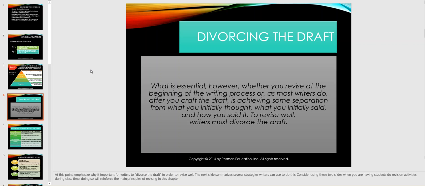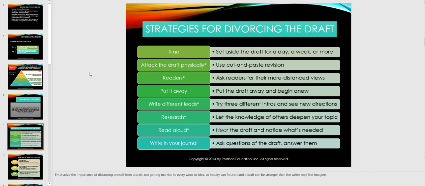Whether you revise at the beginning of the process, as most writers do, after you craft the draft, it's achieving some separation from what you initially thought, what you initially said, and how you said it. To revise well, writers must divorce the draft, and that's that time factor. Often in our crazy schedules and lives, we have a tendency to procrastinate. Pulling together an essay or any piece of writing at the last minute is always not the best product.